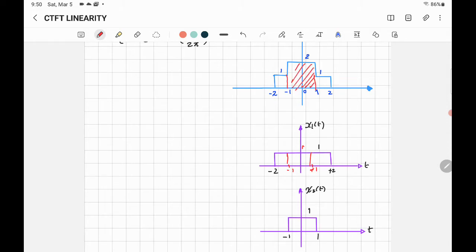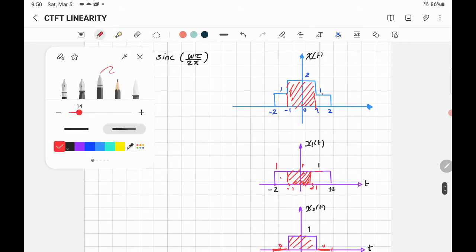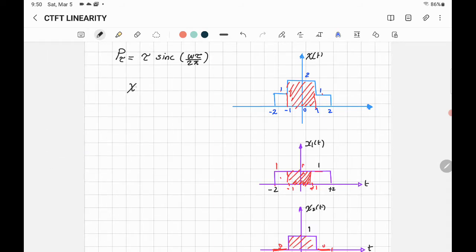When you're adding the whole signal to just the part inside from -1 to 1, height 1, you get 2. And between 1 and 2 in this signal is 0. Between -1 and -2 is 0. So when you are adding this 1 to 1, you get 1. And you add 0 between -1 and -2, you get 1. So that's right. So you can say that x of t, in this case, is equal to x1 of t plus x2 of t.